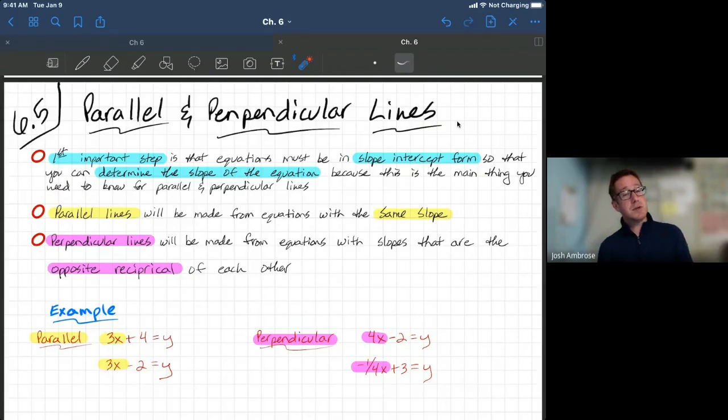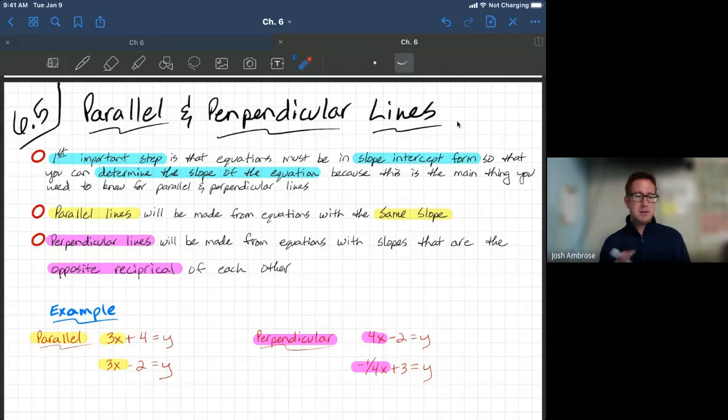If the slopes are different, then we want to see how they are different. Because if they are opposite reciprocal, then we're in a perpendicular line situation.